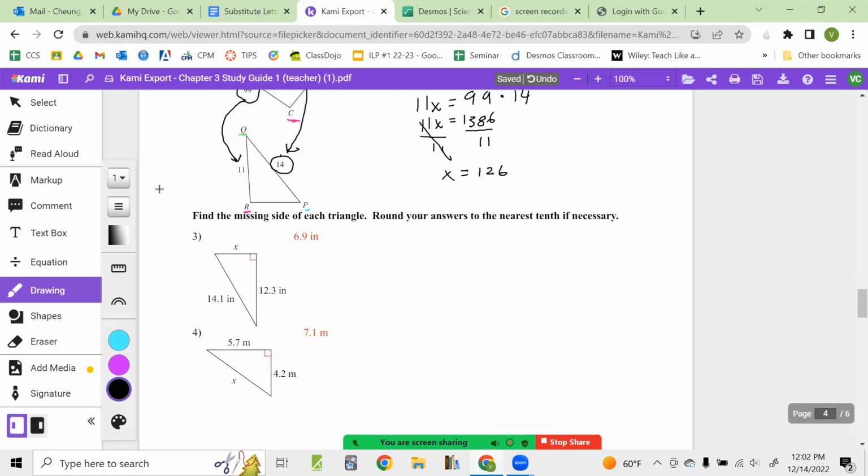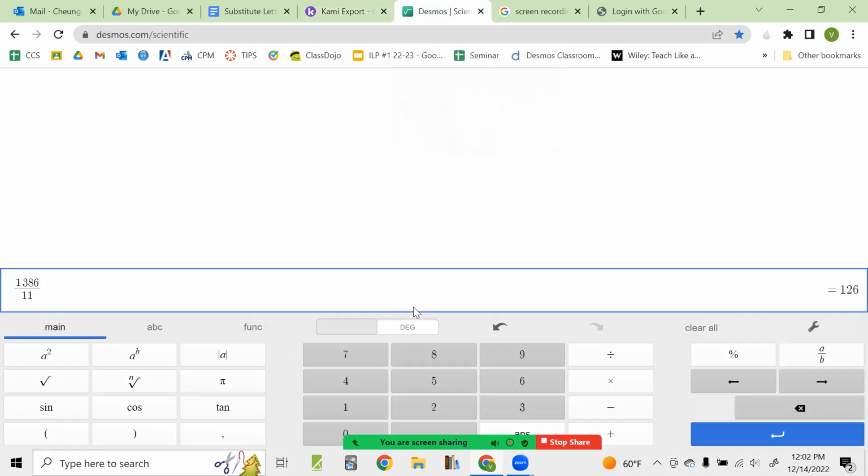Next is the Pythagorean theorem, right? So the hypotenuse C is always the longest side, across from the 90. So that's our C. So A squared plus B squared equals C squared. So we can have this as A and this as B. So we'll go x squared plus 12.3 squared equals 14.1 squared. Remember 12.3 squared means 12.3 times 12.3.